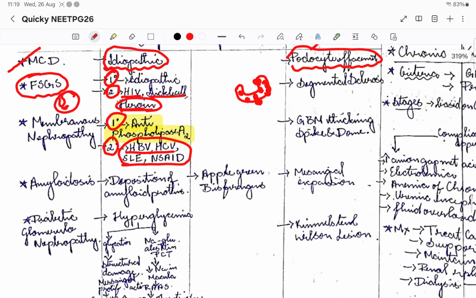If we take a histopathology, there will be GBM thickening with a spike and dome appearance. This is very pathognomonic. So we can see a thick GBM. This is how the GBM would look.